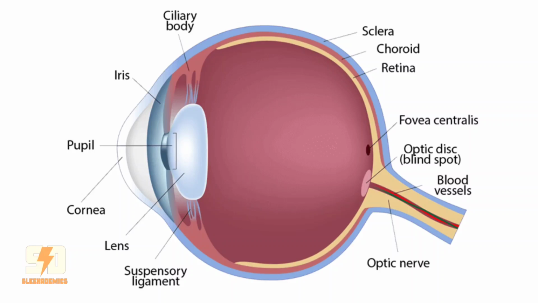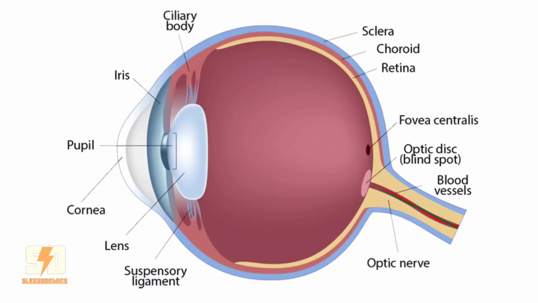Further, we have the eye lens. The eye lens helps to position or to place the light on the retina. This enables us to see or have images formed properly on the retina.